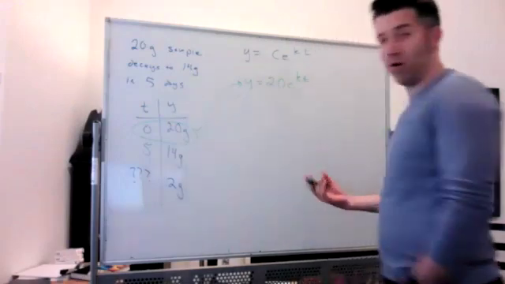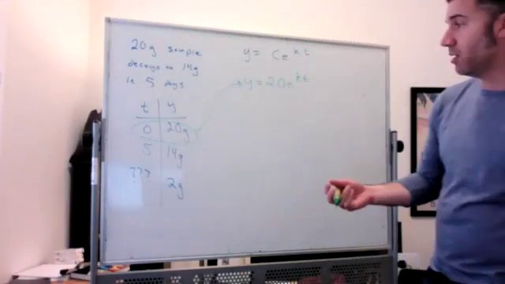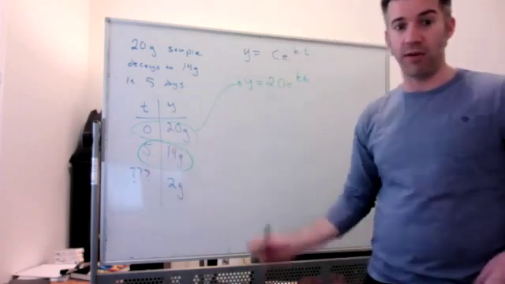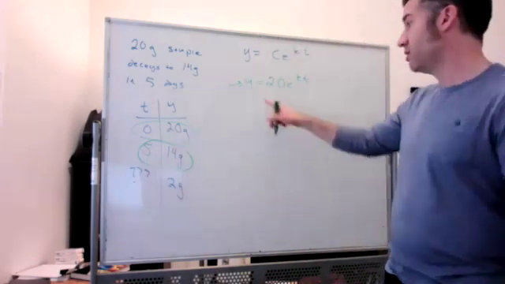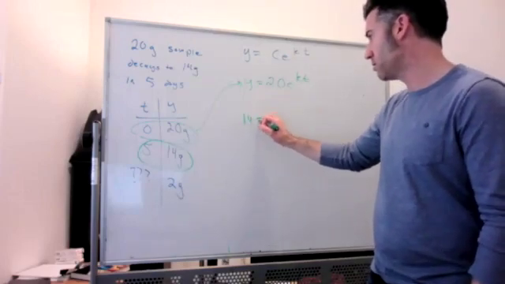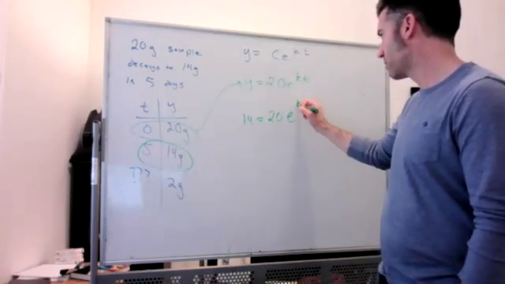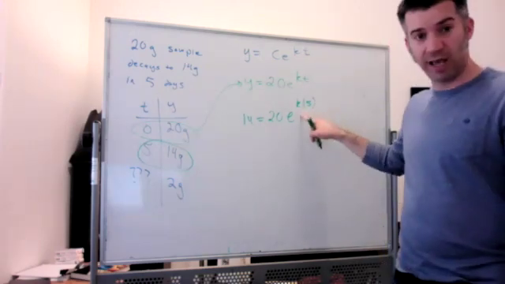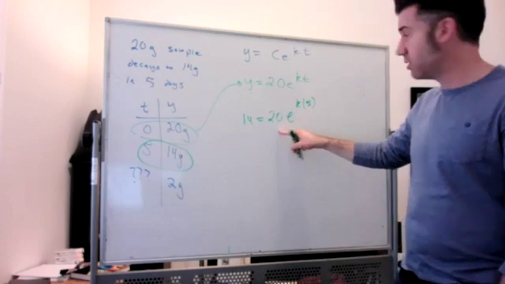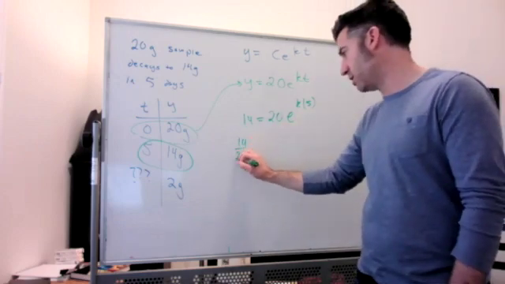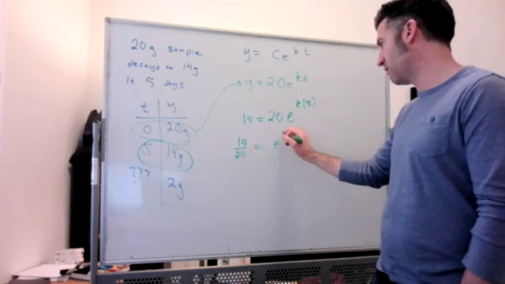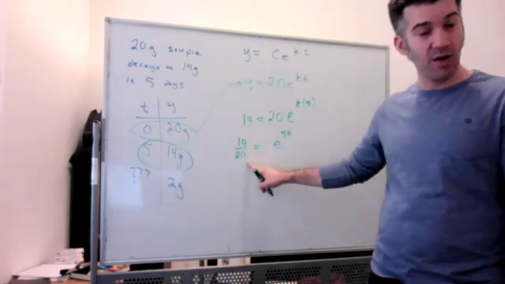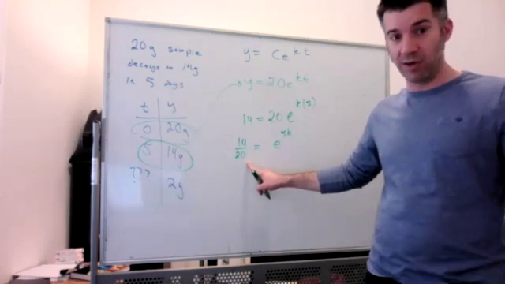Now the harder job of finding out what k is. So I'm going to plug in the other data point we have. I know that 5 days later, I have 14 grams. So y is going to be 14, and t is going to be 5. And then we have to solve for k. Divide by this coefficient. So 14 divided by 20 equals e to the 5k. You can leave this like that. You can reduce it to 7/10, or you can write it as a decimal of 0.7.